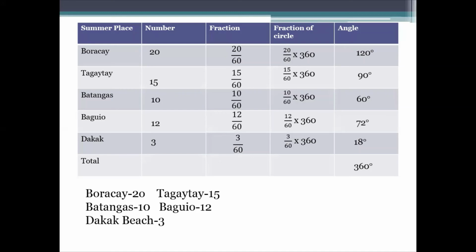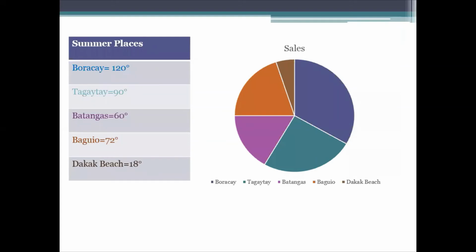Lastly, we will now create our pie graph using our angles. Based on the information that we have gathered, for Boracay we have 120 degrees. I've labeled this one with the color blue. Always remember that when we put our answers into the pie graph, we always place every sector in a clockwise motion. So for Boracay, we have 120 degrees.